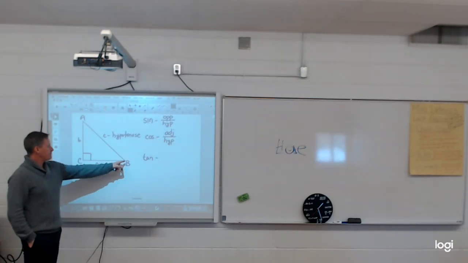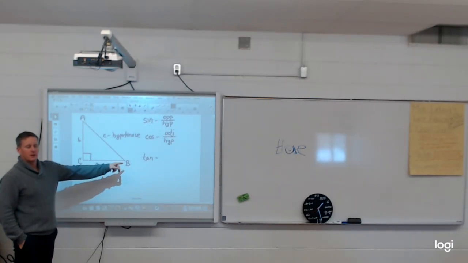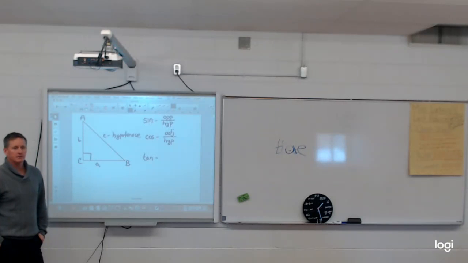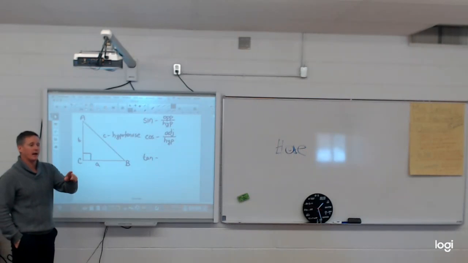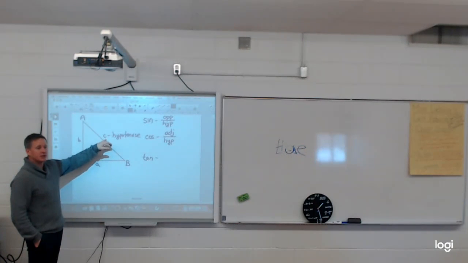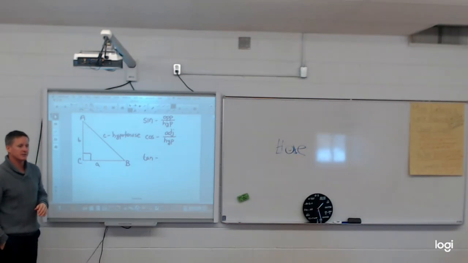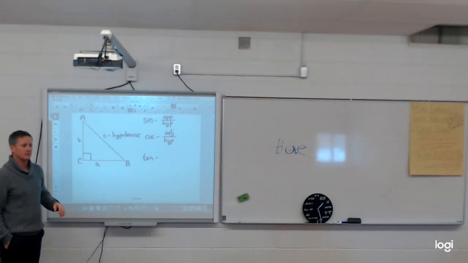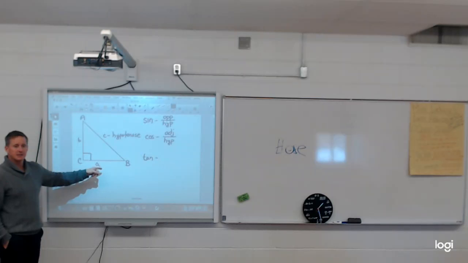Now if I'm looking at B, again, which side is adjacent to it? C could be considered adjacent to it, but we've already labeled it what? Hypotenuse. So what's my alternative side then? A. That's right. That's my adjacent side, the one closest to angle B.